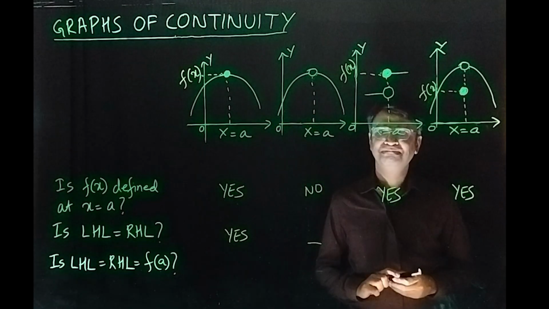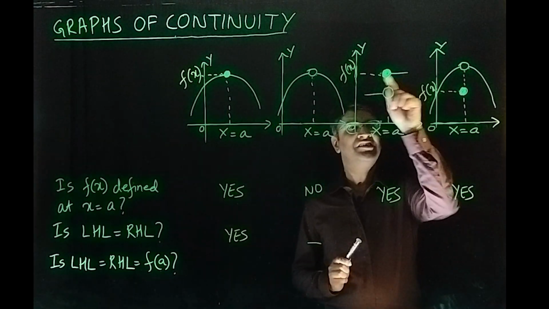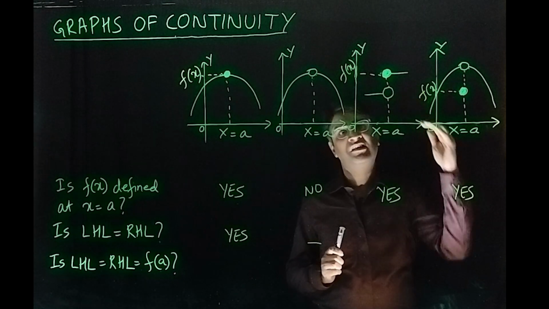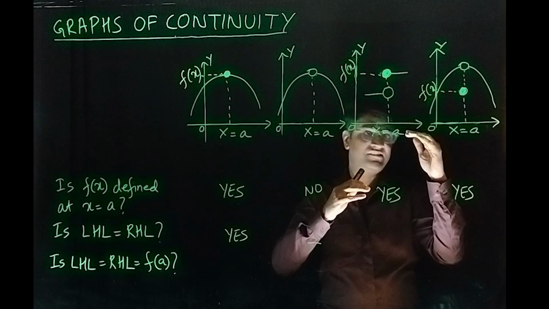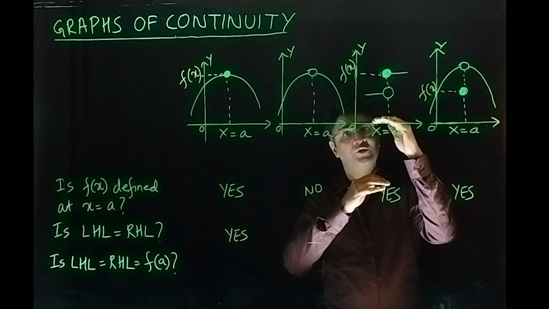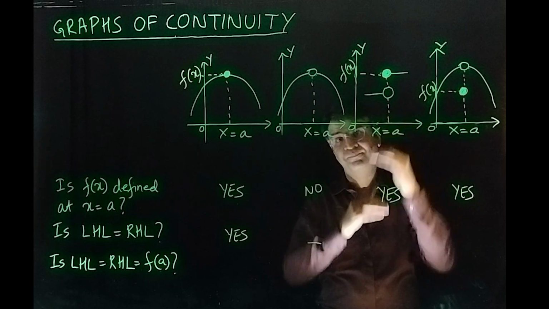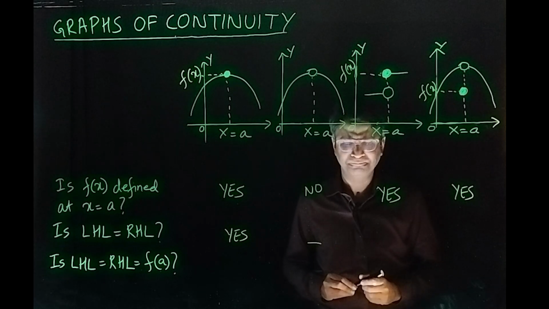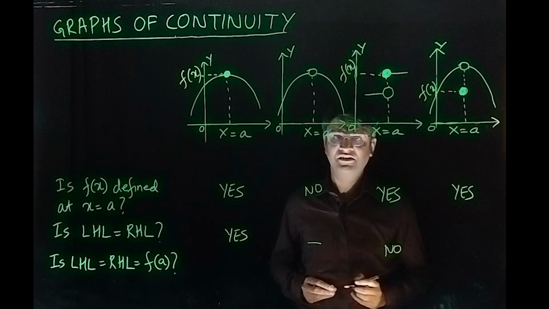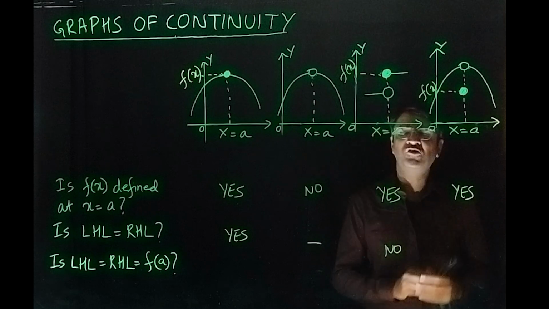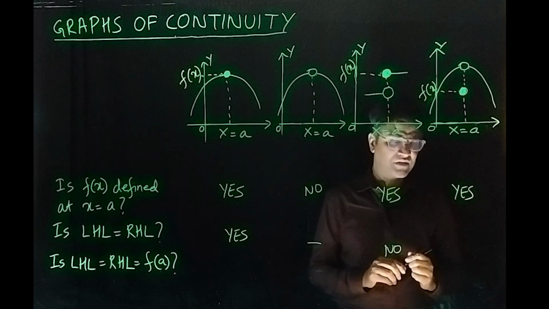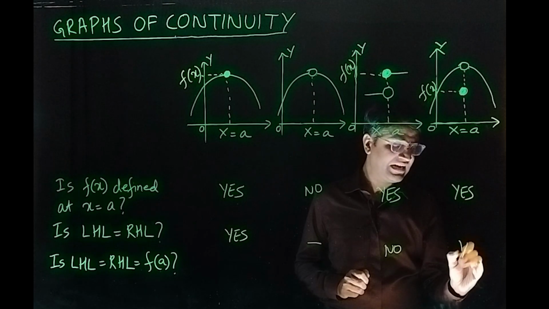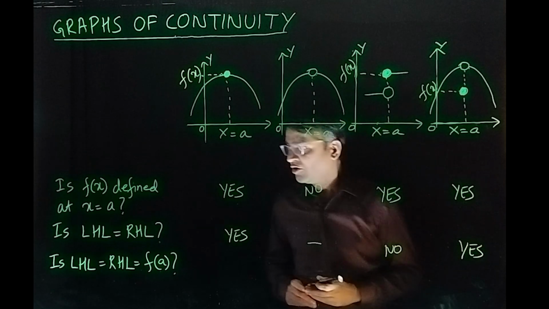What about this one? Is LHL equals RHL? No, it is not. Because whether I come from left to right or right to left, I said it should align. But here, no. One is above the other. This kind of discontinuity is called a jump discontinuity. So of course, LHL not equals RHL. What about this one? Yes, LHL equals RHL, because whether I draw from left to right or right to left, they align. So yes.